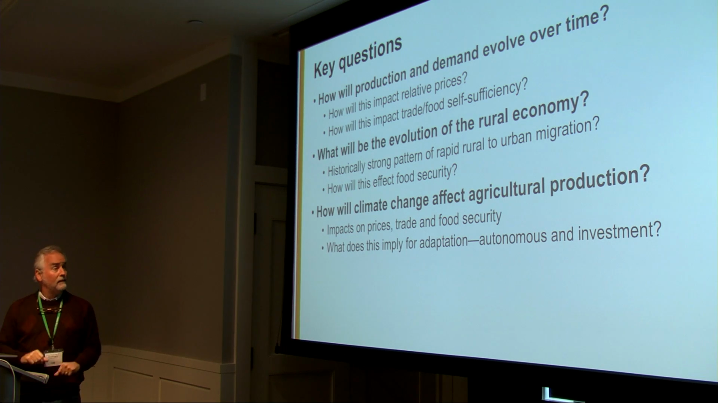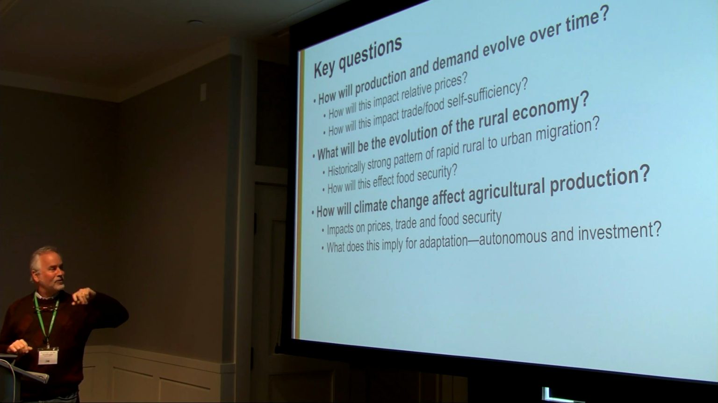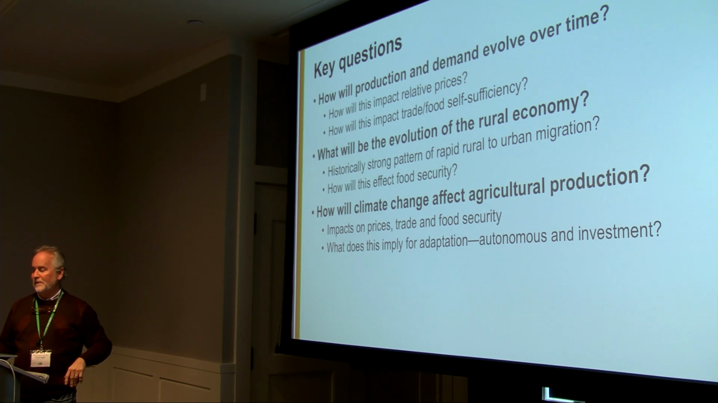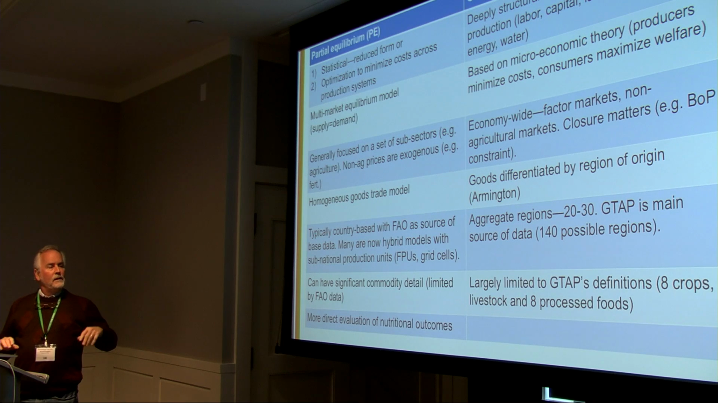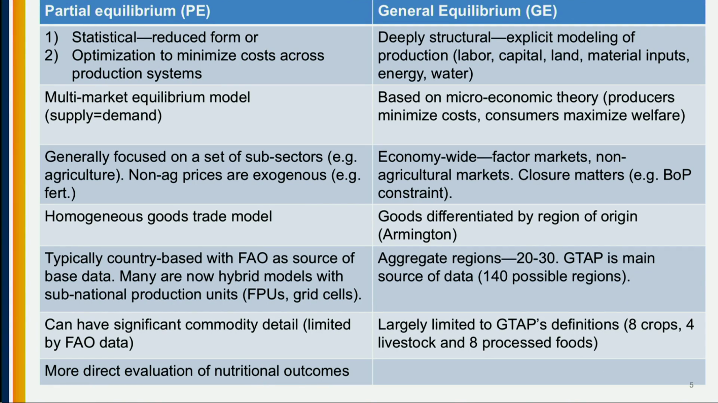So Roberto actually had all these questions as well, right? And so what are the impacts on prices, trade, and food security, and then adaptation? So in phase one, we had 10 models. Basically, they can be separated into two. We have the partial equilibrium models and the general equilibrium models. I think there were 4 PEs, if I recall, and 6 GE models, all right?